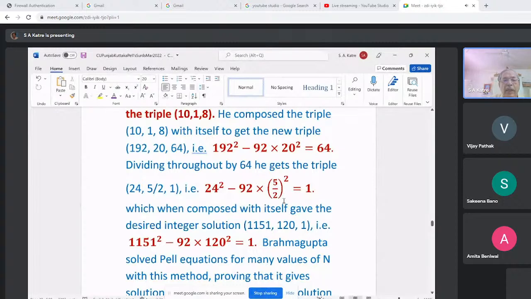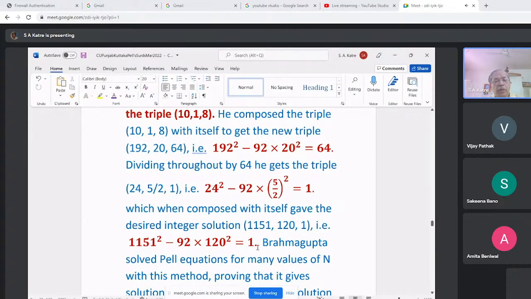So you are getting rid of the fraction, and therefore you are getting 1151 square minus 92 into 120 square is equal to 1, because 1 into 1 is 1. So once you have 1 here, you are getting the same number 1 here. And by this, it is called bhavana also. This composition method, we get the solution to the equation x square minus 92y square is equal to 1.